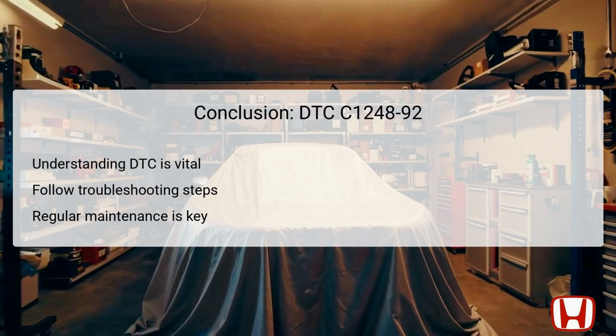In summary, understanding DTC C1248-92, or the vacuum pump motor line open malfunction, is crucial for maintaining the Honda Civic's performance. By following the outlined troubleshooting steps diligently, you can accurately diagnose and rectify issues related to the electric vacuum pump system. It is essential to ensure that all connections and wiring are in good condition to avoid similar errors in the future.